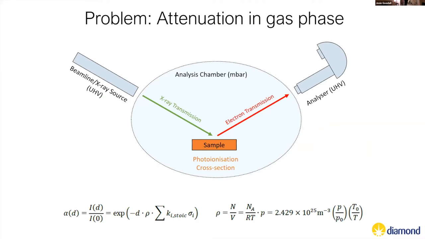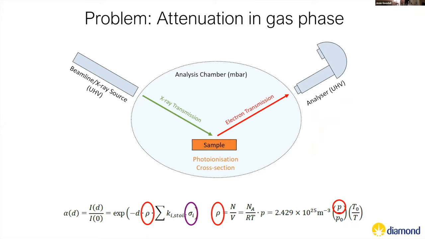Okay, so is it a simple task to do ambient pressure XPS? It sounds quite simple: just put gas into your chamber. Can't quite do that. Our beamline, or our X-ray source in a lab system, and also our analyzer have to be in UHV conditions. The electrons don't get into the analyzer or to the detector otherwise. So we pressurize our analysis chamber with a few millibars of gas.